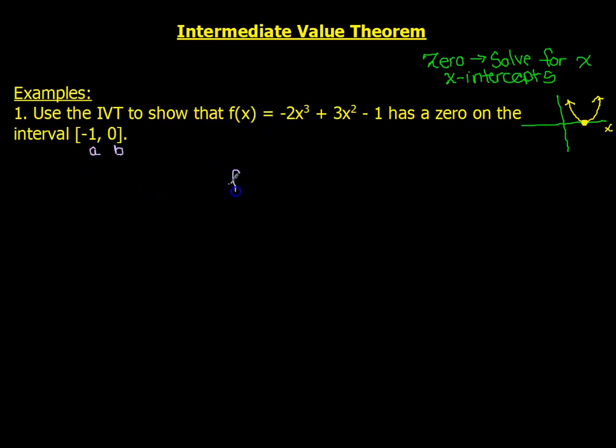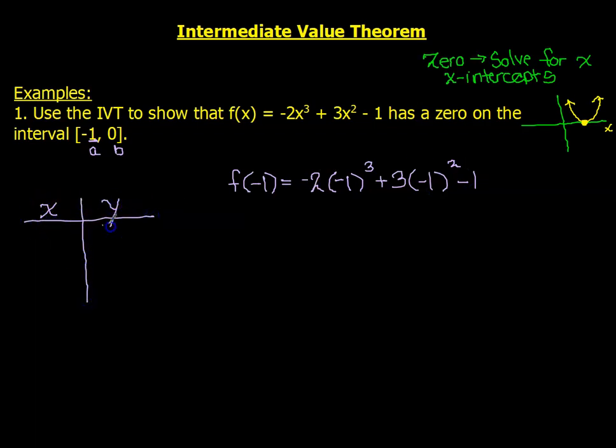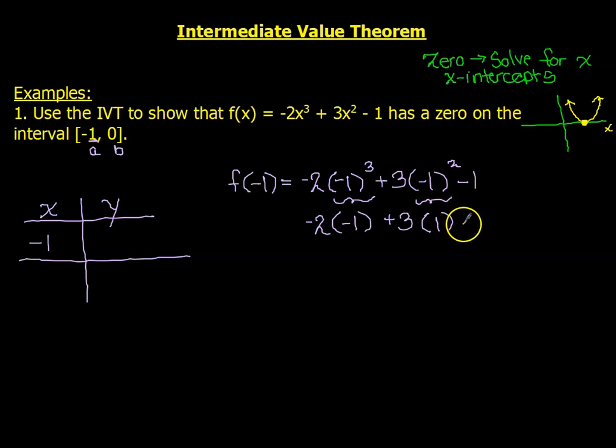For f of -1, because the first x value is -1, I'm going to replace all the x's with -1, and then keep in mind PEMDAS after that, exponents before you multiply. And just on the side, I'll also make an xy table. So -1 to the third power is -1. I'm going to bring down everything else. -1 to the second power is 1. Please make sure you put it in parentheses if you plug it into your calculator. Otherwise, it'll come out as -1 rather than +1.